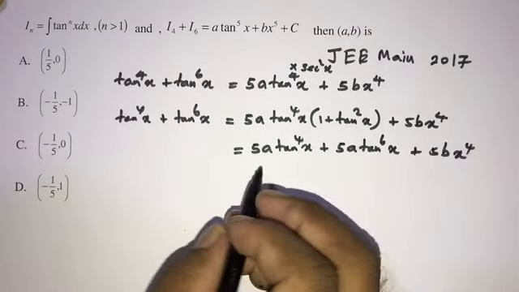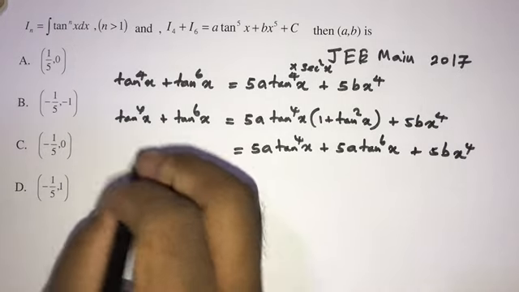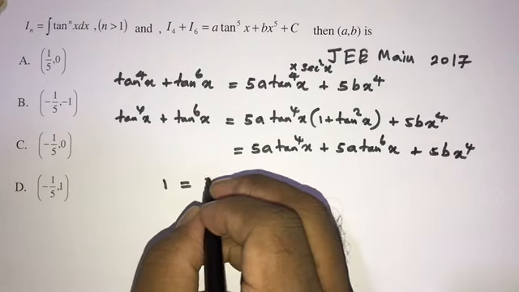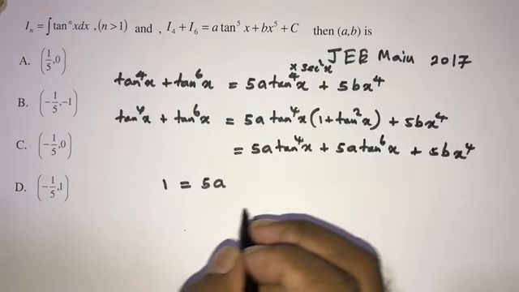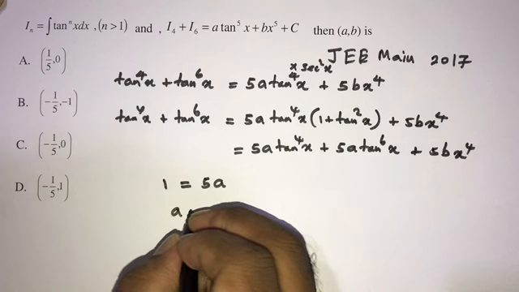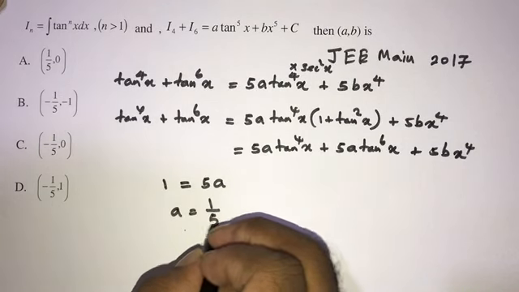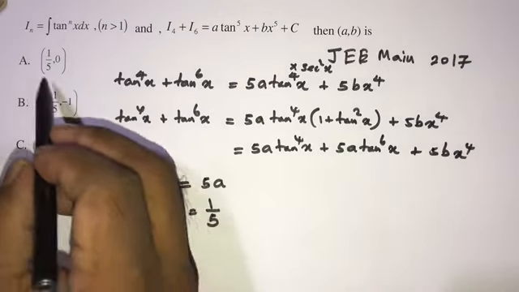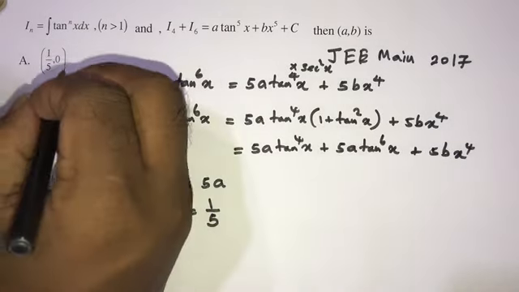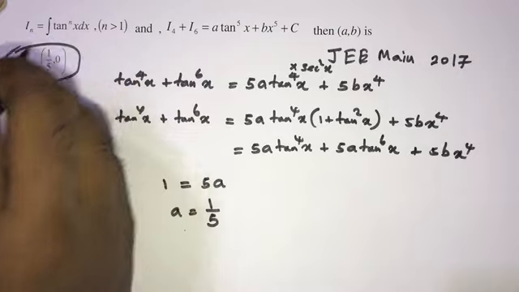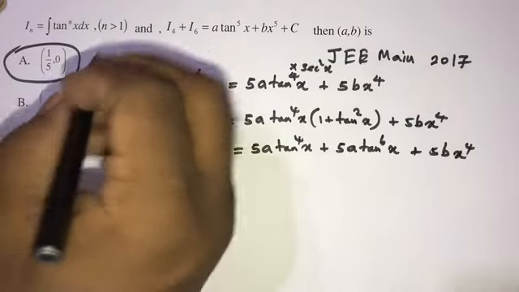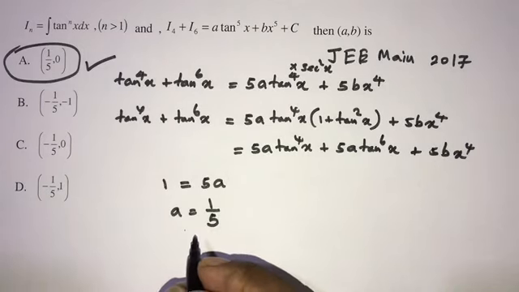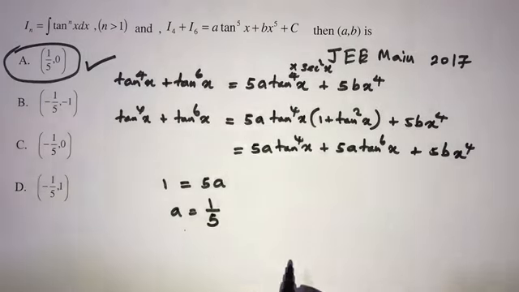Okay, now compare the coefficient of tan to the 4th power of x. So 1 is equal to 5 times a. Okay, interesting. Now a is equal to 1 over 5. So here 1 over 5, only this option. So we don't need to find the b. So this is the answer. Okay, let's move to our next question.